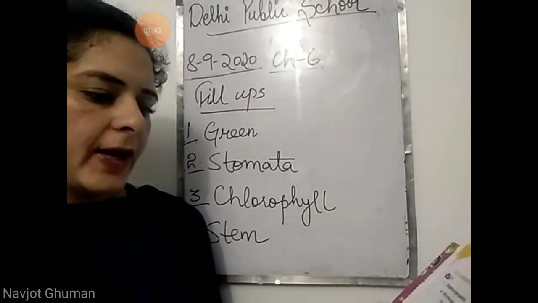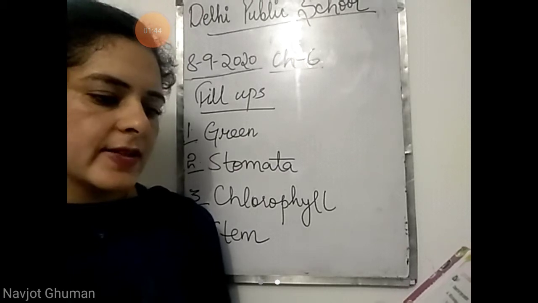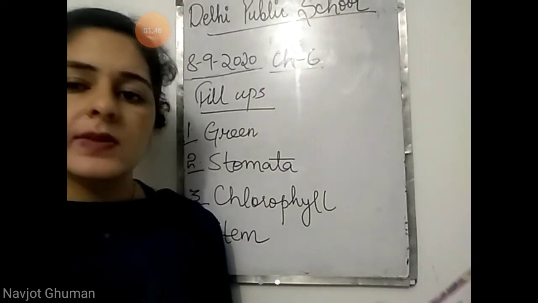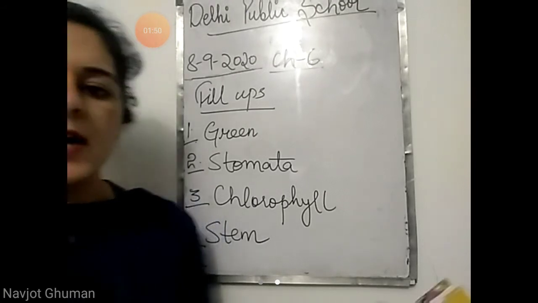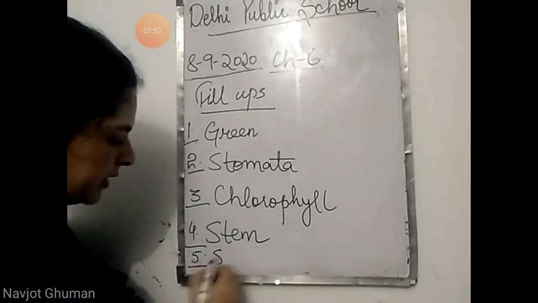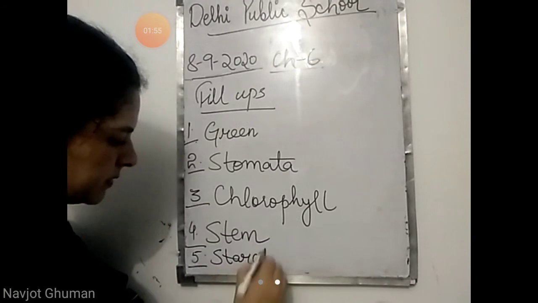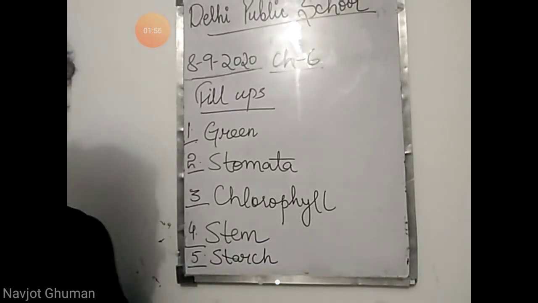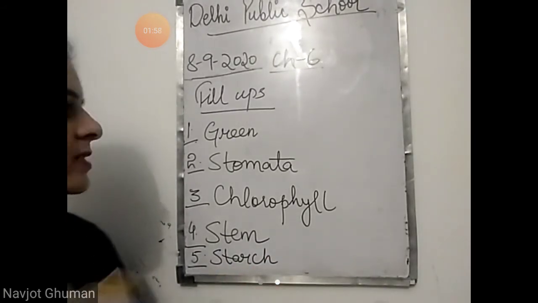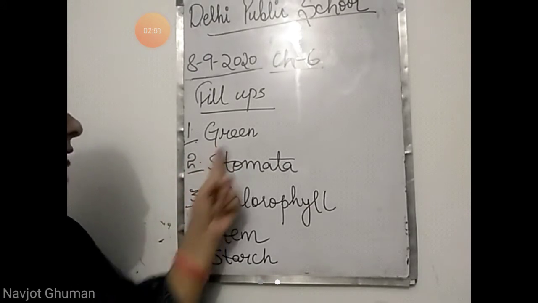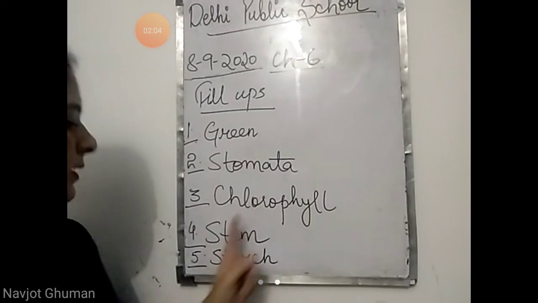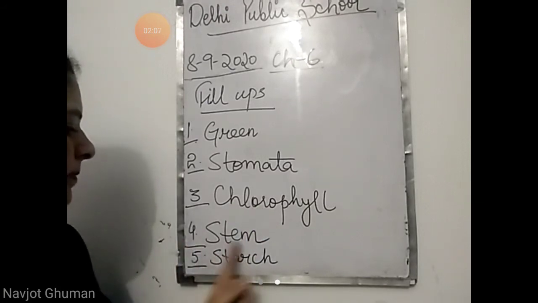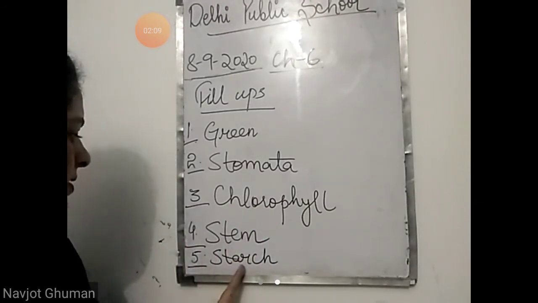Extra food prepared by the leaves is stored as dash in the different parts of the plant. Iodine is the solution, it is not the form of food. So, starch is the form of food that is stored in parts of the plant. Food is stored in the form of starch in plants. First fill up green, second stomata, third chlorophyll, fourth stem, and fifth one is starch.